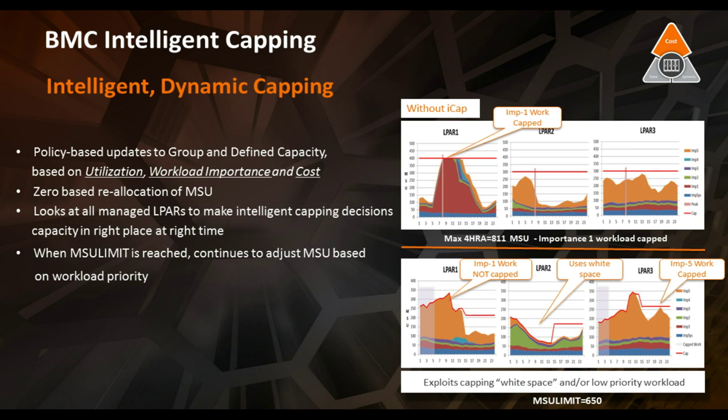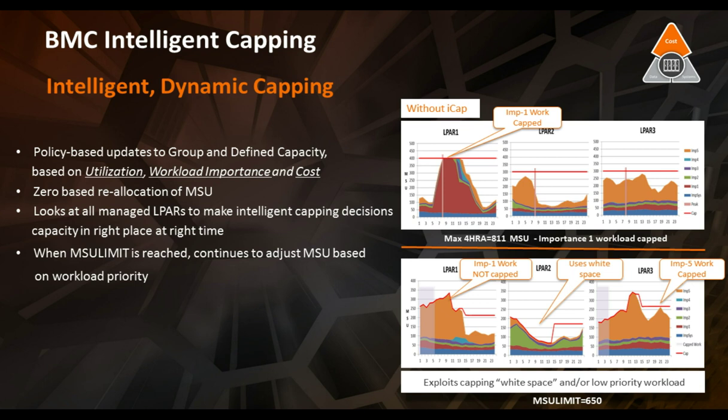So with iCAP, it is based on a policy, and that policy pretty much tells iCAP, what's my production LPAR? What's my test LPAR? Which ones have certain workload in it that I don't want to be capped at all? What happens when you reach a certain limit? How do you readjust and manage the MSUs across the environment?